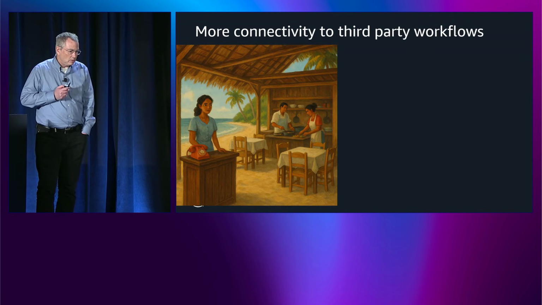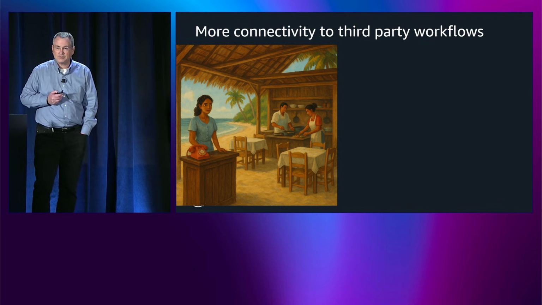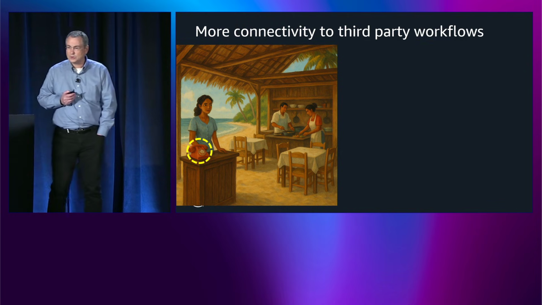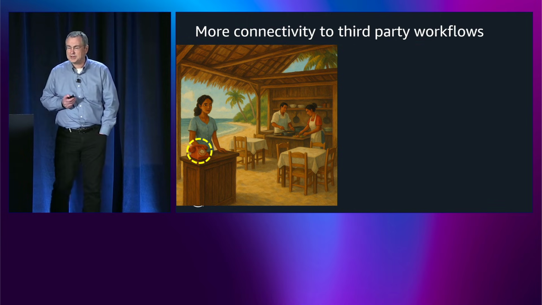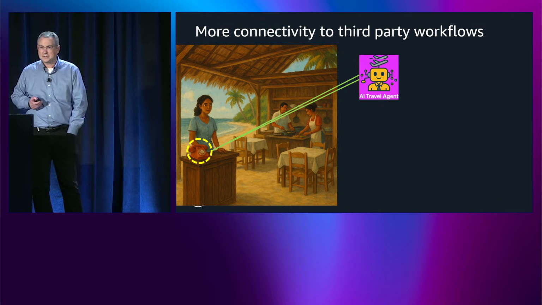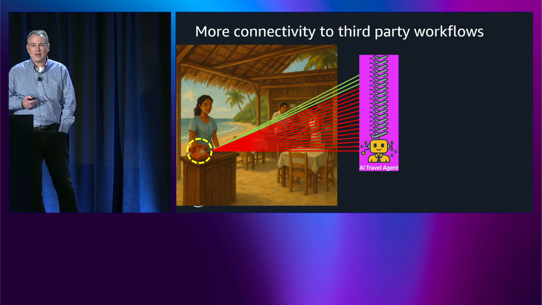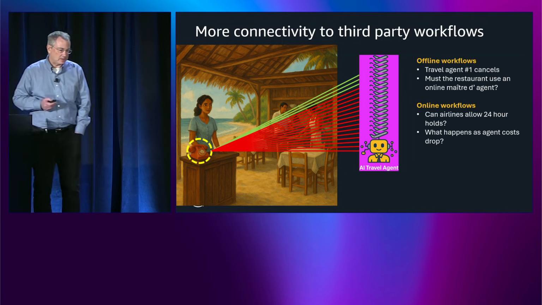A third one is more connectivity to third-party workflows. All right, so here we have a nice little remote restaurant off on a lovely beach. They do have a telephone, a landline, old school, right? And then you have your state-of-the-art travel agent that's helping you out, and you ring them up, and then someone else has their state-of-the-art travel agent, and then a third person has, and then a whole bunch of other people have, and you've kind of DDoSed the poor restaurant, right? They just can't cope with this.